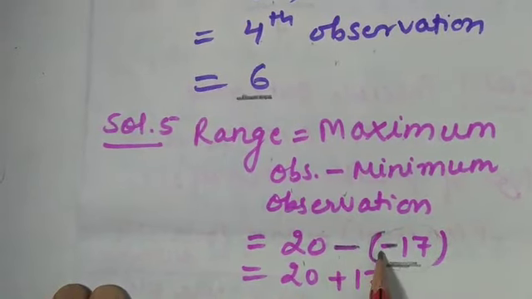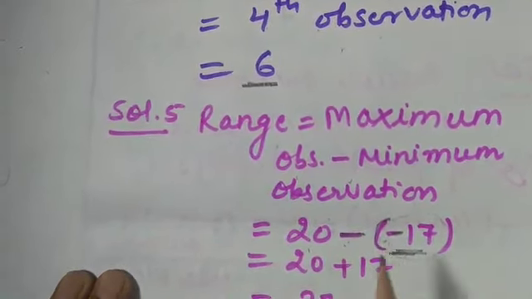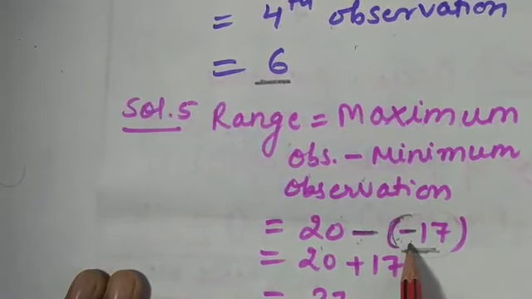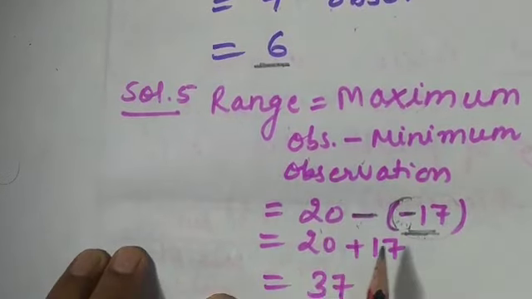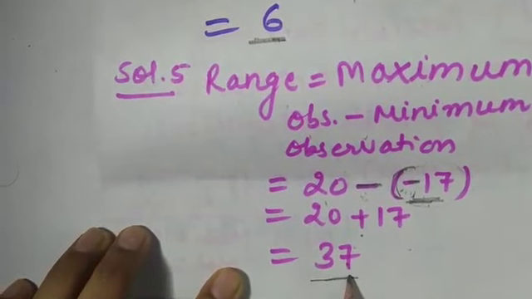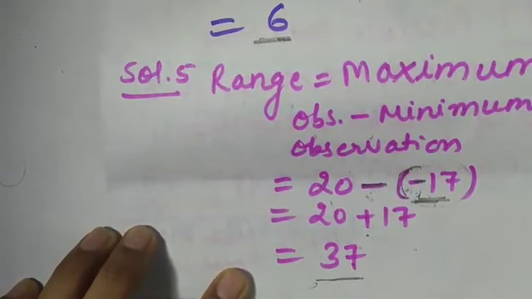Here I have to put two signs. This is for difference and this is already given, as the observations here are given to be integers. So minus minus will be plus. So 20 plus 17, that is 37. This is your range.